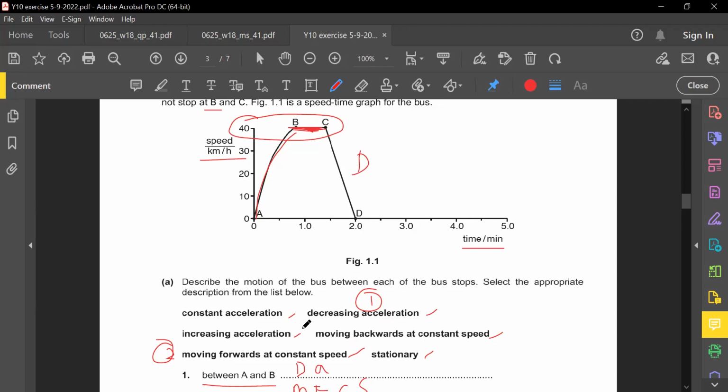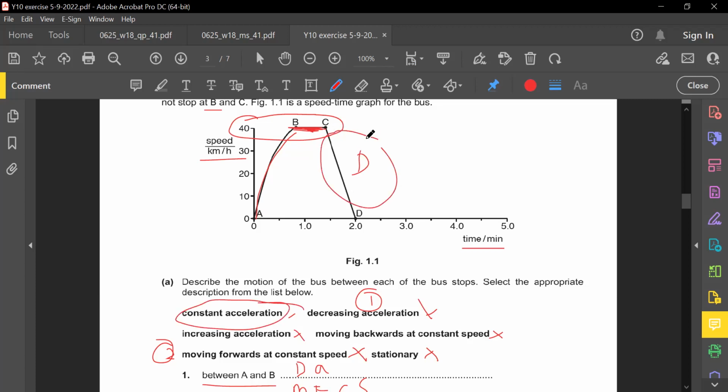Which one do you think it is? Can it be this one? Moving backwards? Possible? No. Stationary? No. This one no. This one no. Increasing acceleration? No. Why is it constant acceleration?